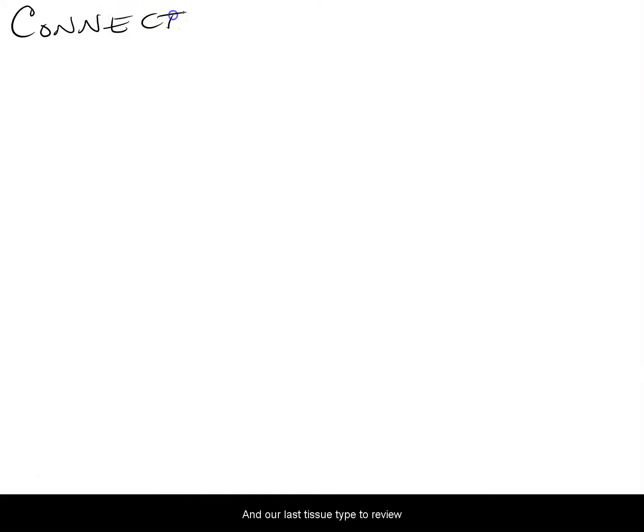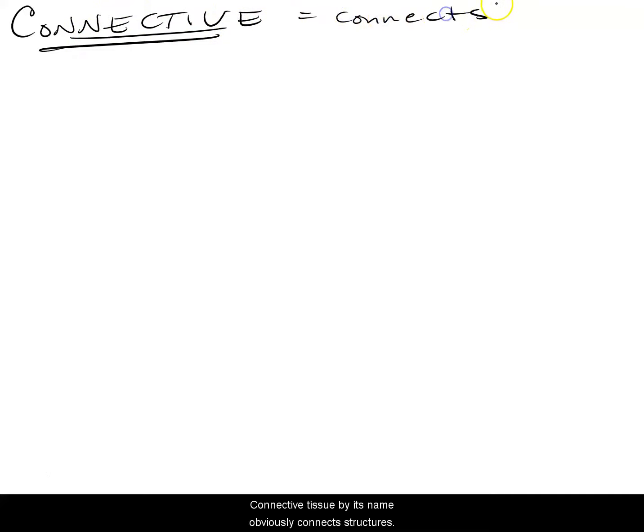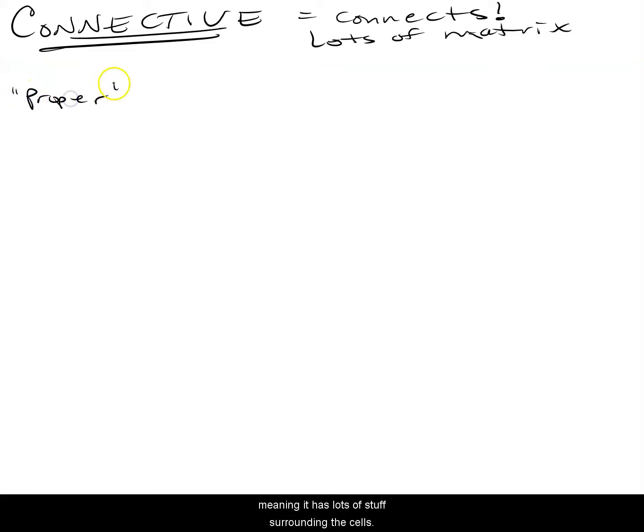And our last tissue type to review is connective tissue. Now, connective tissue, by its name, obviously connects structures. Connective tissue is special because it has lots of matrix, meaning it has lots of stuff surrounding the cells. That stuff can be very watery or it can be very hard. We have three main types of connective tissue.